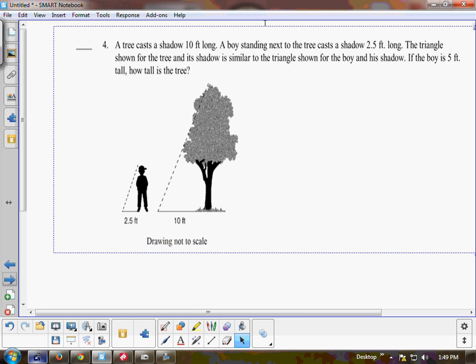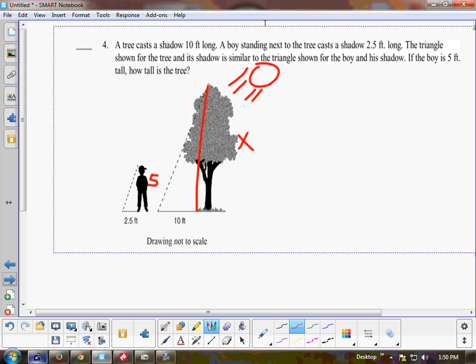Looking at question 4, again, similar triangles. It's drawn for you. So let's fill in the values. The tree casts a shadow 10 feet long. So the sun is over here shining down. Standing next to a tree, a boy casts 2.5 feet long shadow. The triangle shown from the tree is similar to the boy's triangle. The boy's 5 feet tall. So we're going to put a 5 here. And we want to find x.